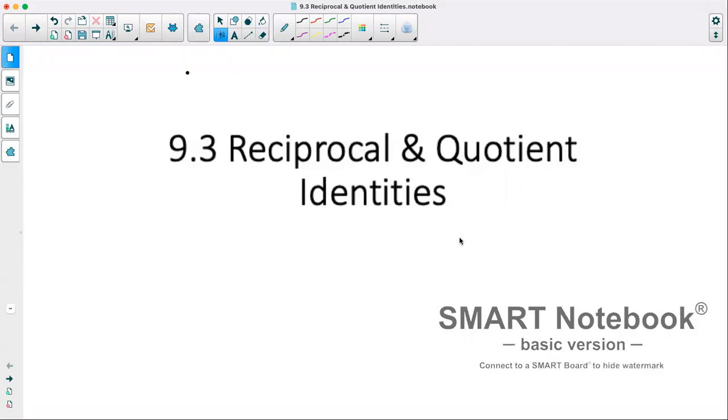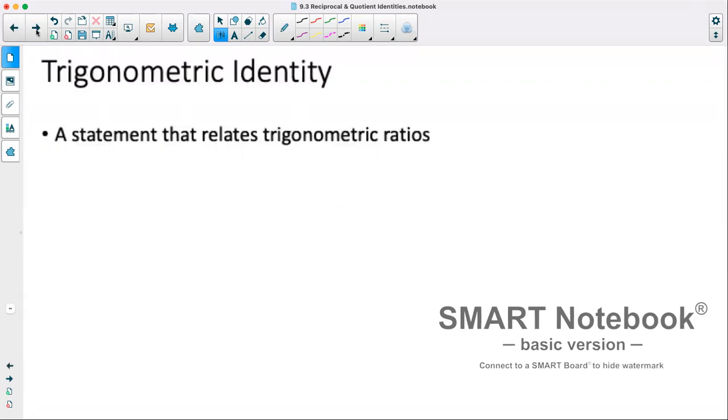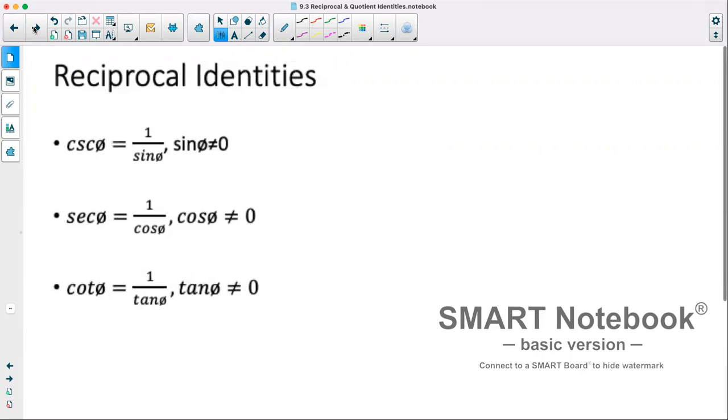Hi, today we're going over section 9.3, which is reciprocal and quotient identities. Just a reminder that a trigonometric identity is a statement for which our trigonometric ratios. Now, the first three ratios we're going to look at are reciprocal identities.